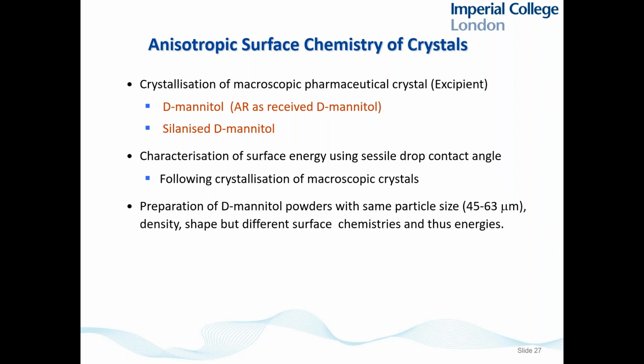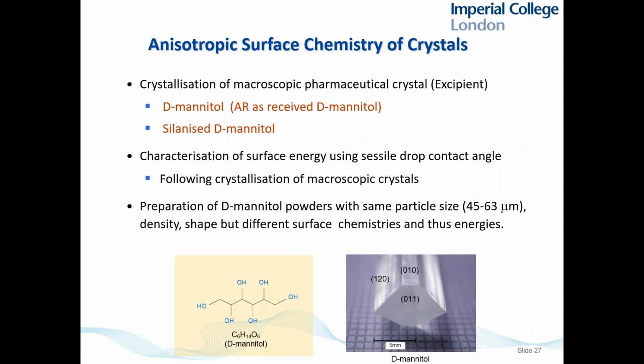We're going to have two materials in our study. We have D-mannitol, which is as-received, the same material you'd buy from a manufacturer, and another one which is silanized. In other words, we are going to put methyl groups all over it and make it very hydrophobic. We'll do two things then. We'll use contact angle measurements using sessile drops to look at the surface properties of these large crystals. And then we're going to look at the characteristics of powders with the same surface chemistries. Let's look in a bit more detail now.